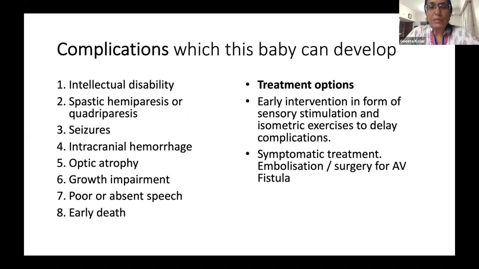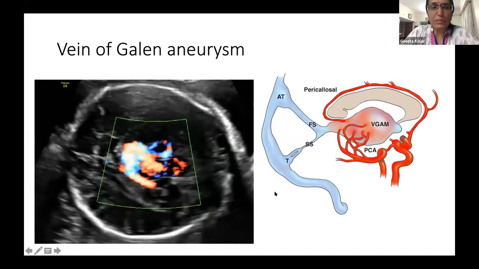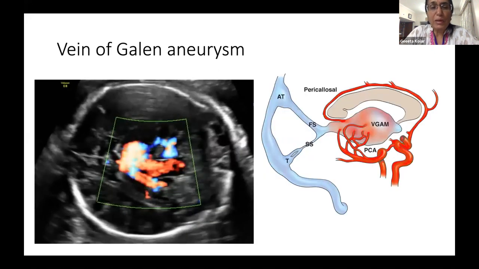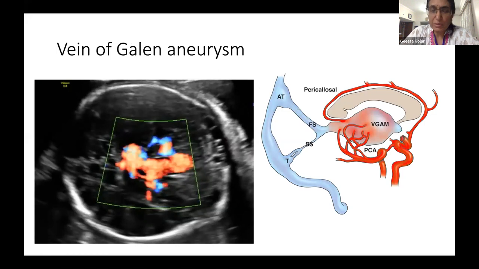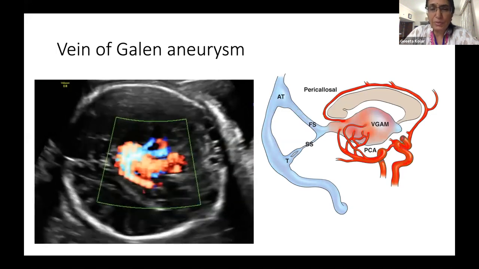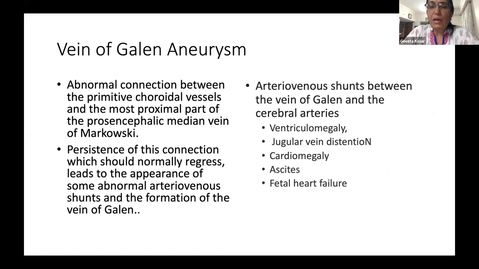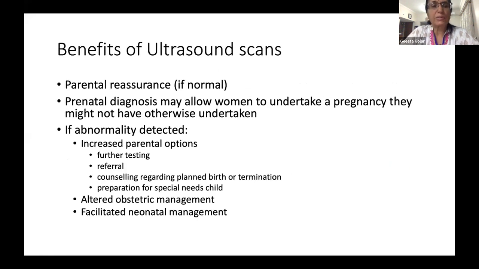But the complications which this baby can develop are intellectual disabilities, spastic hemiparesis, seizures, intracranial hemorrhage, optic atrophy, and growth retardation, and we can offer them symptomatic treatment, embolization, and surgery for AV fistulas. The other abnormality we pick up generally in the third trimester is a vein of Galen aneurysm, an arteriovenous shunt between the vein of Galen and the cerebral arterioles. They can develop ventriculomegaly, heart failure, cardiomegaly, and ascites.